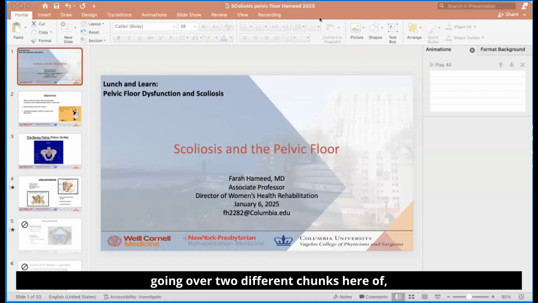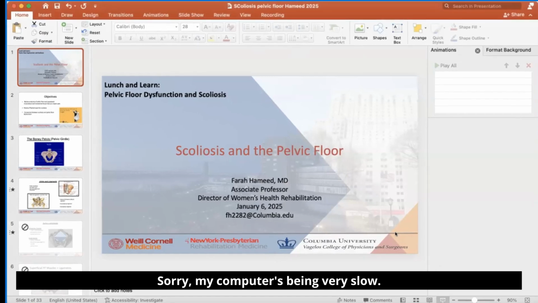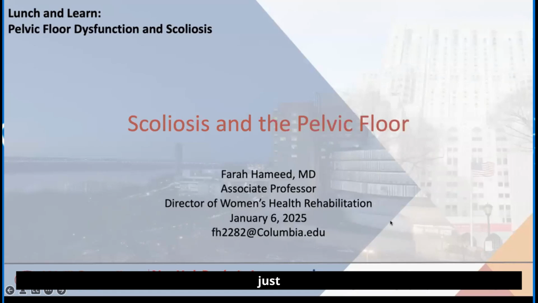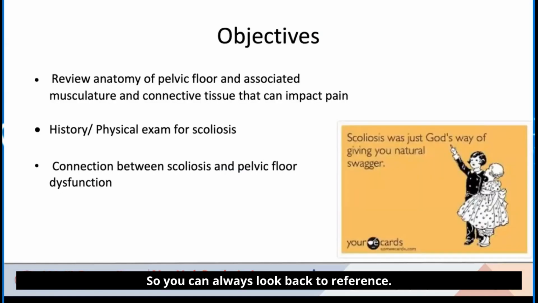I think we'll be going over two different chunks here. Sorry, hold on one second as I'm sharing my screen. Hopefully this pops up. Sorry, my computer's being very slow, but I'm very excited to talk to you a little bit about introducing the pelvic floor and thinking about scoliosis with that. I have about 10 minutes. I'm going to go quickly because there's just a lot that I want to get through. I know this will be recorded and slides should be available, so you can always look back to reference.